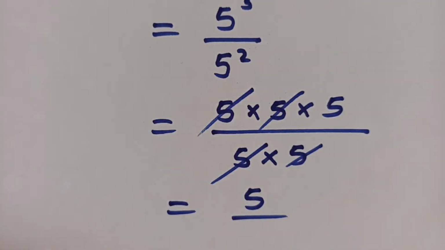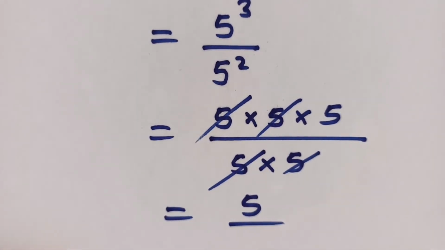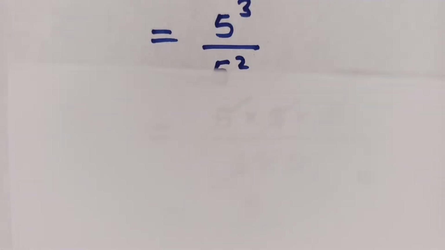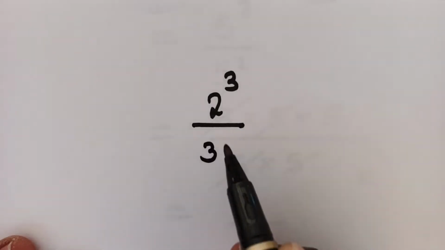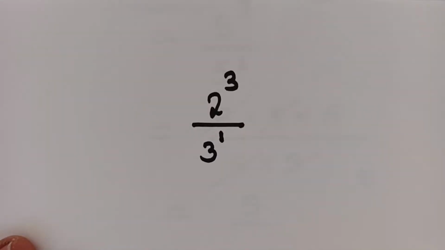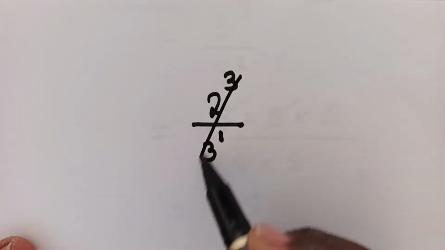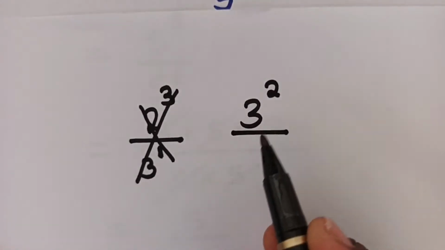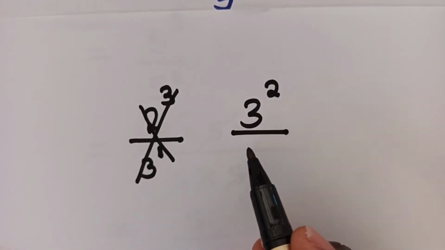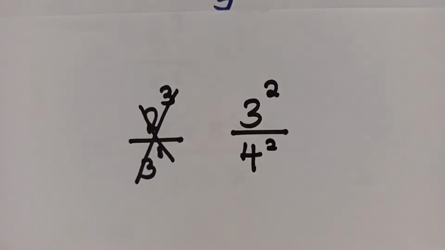What if the bases are different? You know, mathematics, I think it's all about reasoning outside the box. Look at this. Let's say you've got 2 power 3 over maybe 3 power 1. Have you seen what is happening? Or let me say this, you've got 3 power 2 over here. Let's say for argument's sake, you've got maybe 4 power 2.